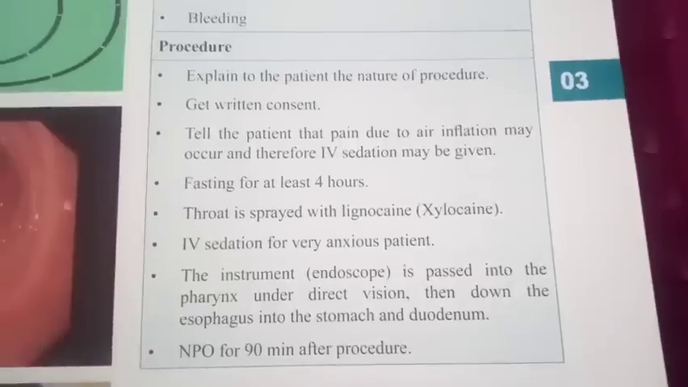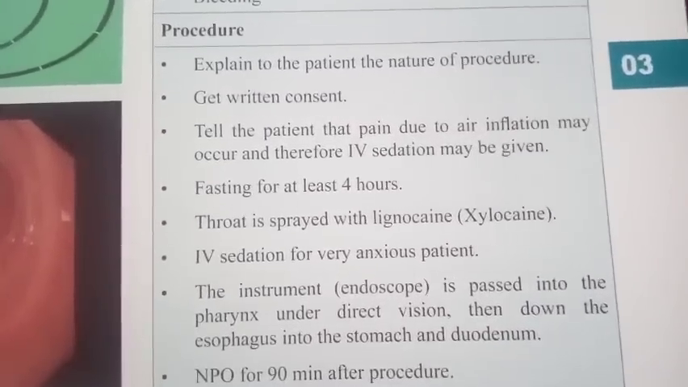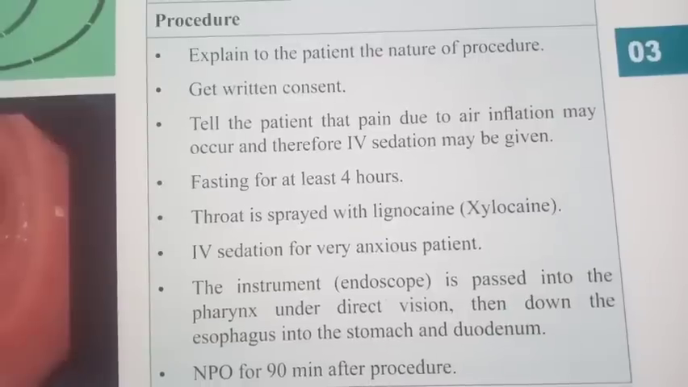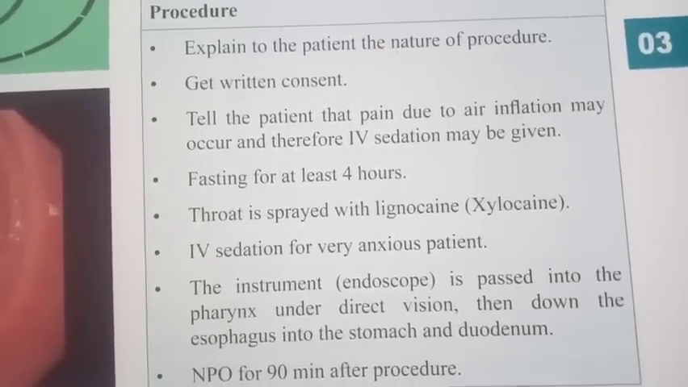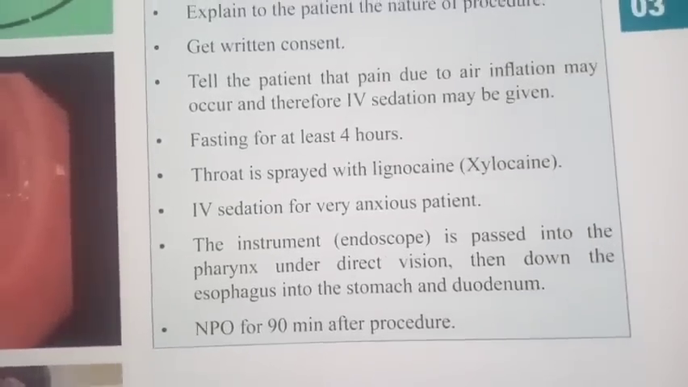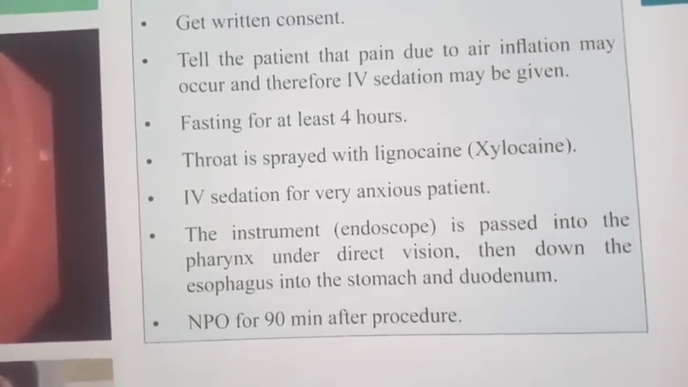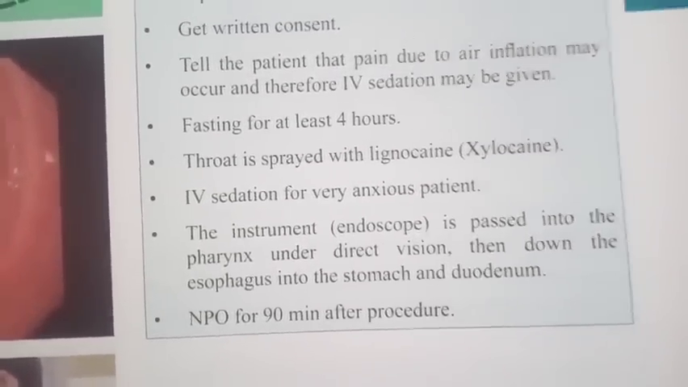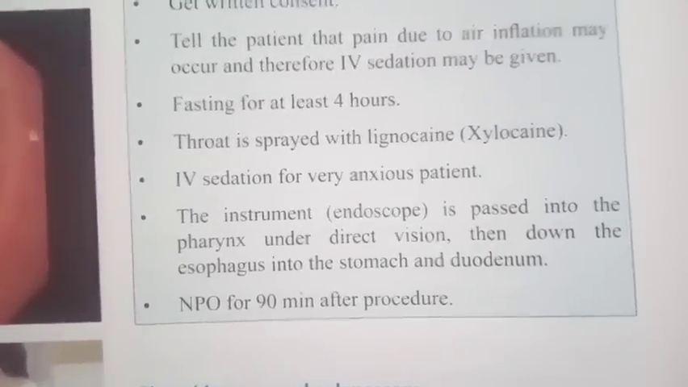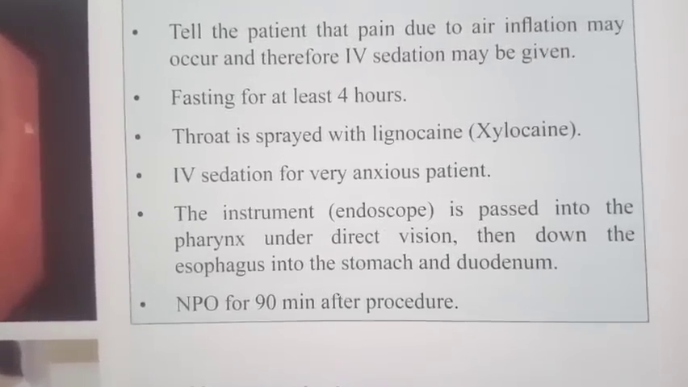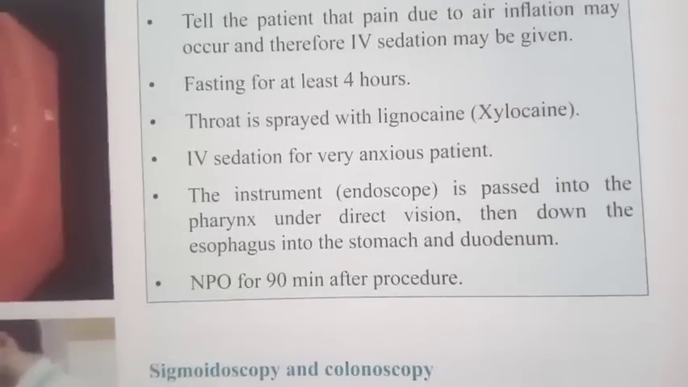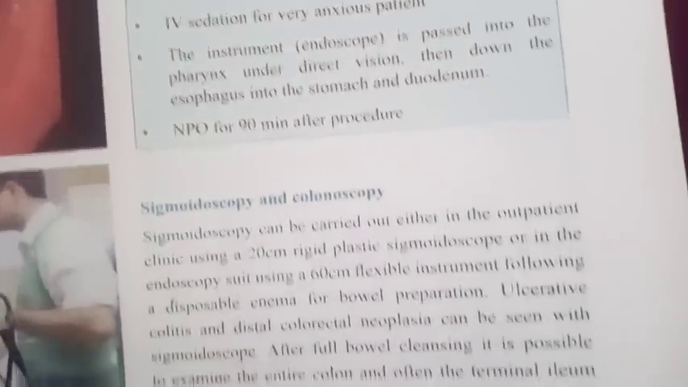Procedure: explain the nature of the procedure to the patient and get written consent. Tell the patient that pain due to air inflation may occur and therefore IV sedation may be given. Fasting for at least 4 hours. The throat is sprayed with lignocaine, xylocaine. IV sedation for the anxious patient. The endoscope is passed into the pharynx under direct vision, then down the esophagus into the stomach and duodenum. NPO for 90 minutes after the procedure.